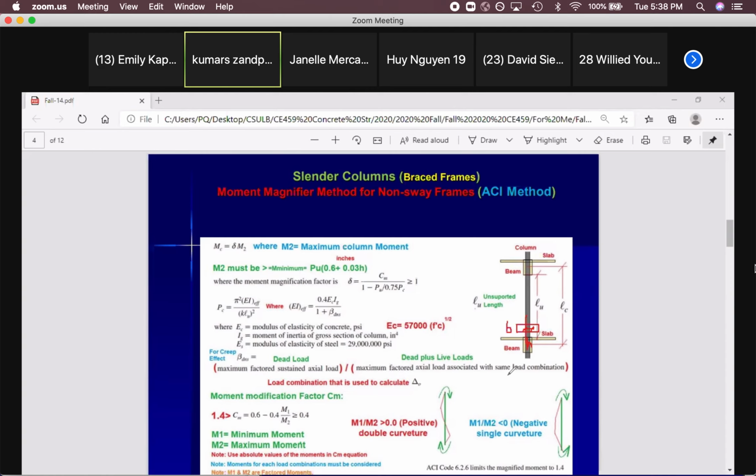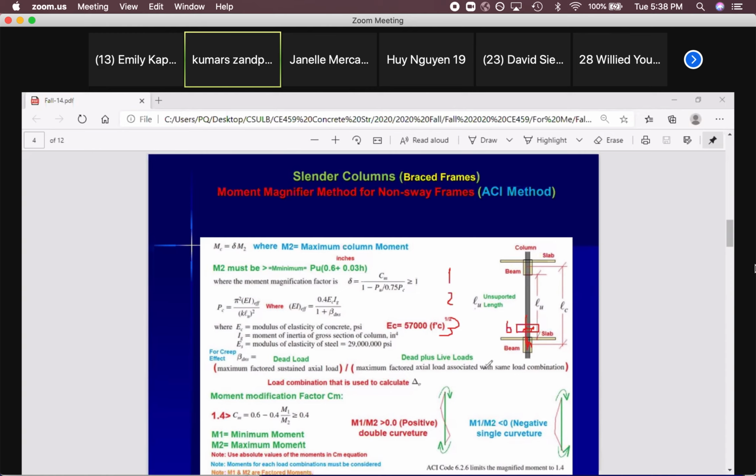combinations. Okay, so if you're checking this column for load case one, because you may have, for example, 3 load cases: load case one, load case two, load case three. So you have to design this column for load case one from start to the end. Then for load case two, start to the end. Then load case three, start to the end, and see which one needs a bigger size of column or more rebar. That's your final answer.